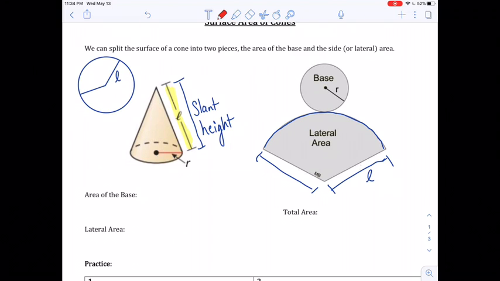So let's take a look at what a cone is. It's made up of a base here and the sides, or this curved piece. The piece that you would hold on to if you had an ice cream cone. So what we're going to do to find the area of the whole thing is break that up into our two smaller pieces.